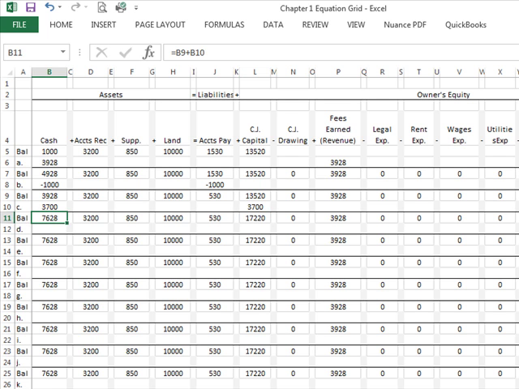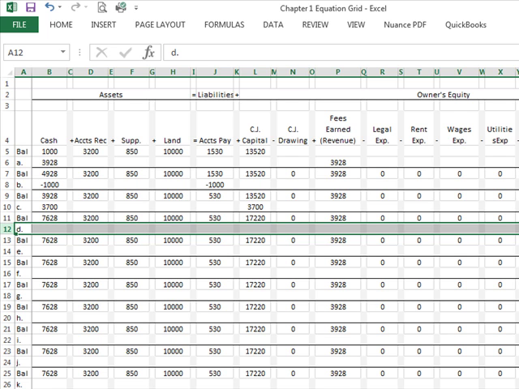So now we have cash of $7,628, accounts receivable $3,200, supplies $850, land of $10,000, accounts payable $530. The new balance in capital is $17,220, and the total revenue earned so far in the month is $3,928.